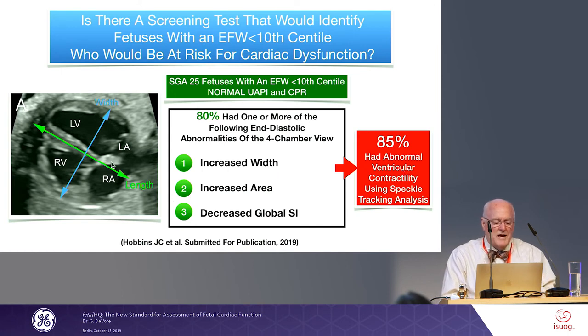So if you have an SGA fetus, and you don't have the fancy Fetal HQ system, make two linear measurements, length and width, and compute the area, the width, and the sphericity index. The paper has been published and has calculators you can download. You can compute that and very quickly ask, do I have a big heart? Do I have a wide heart? Do I have a globular-shaped four-chamber view?